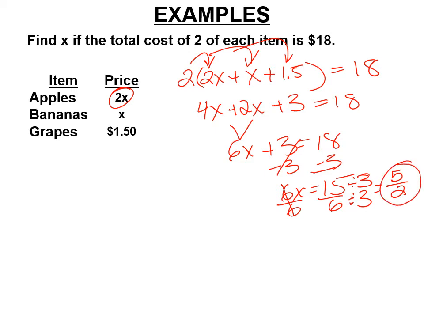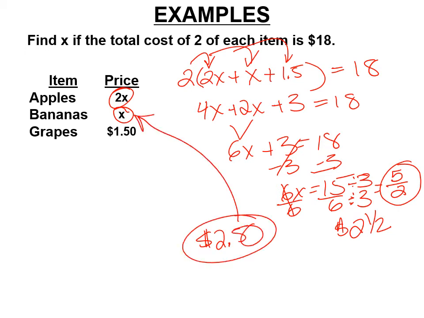That you could leave normally, but this is money. I want to know the cost of bananas. I mean, you're not going to go to the store and say, I'd like to pay 5 halves for bananas, right? So 4 halves is 2, so this is $2.50, right? You could say that, but typically you would write this as $2.50. The bananas are $2.50 because that's 2.5, right?